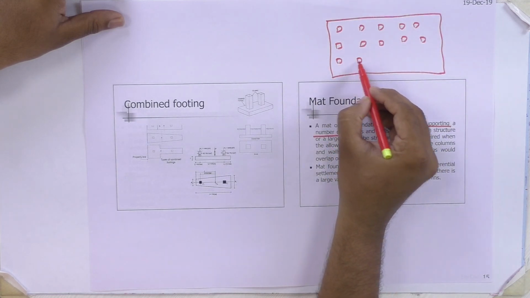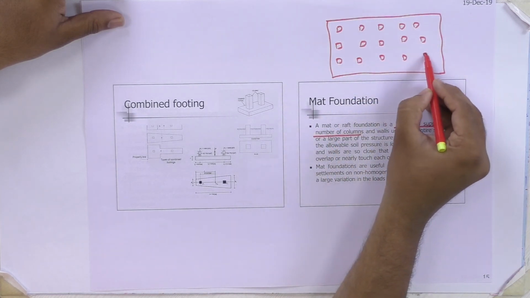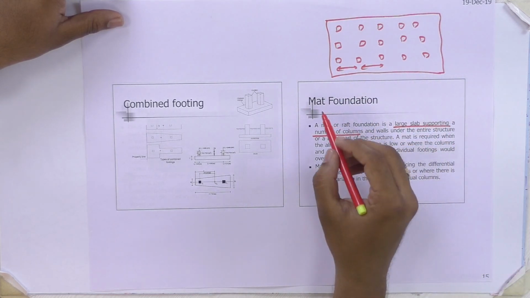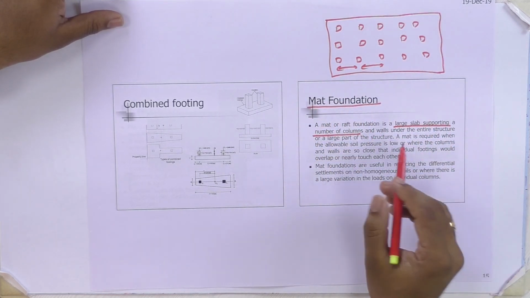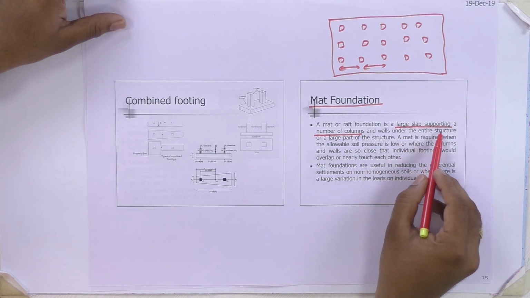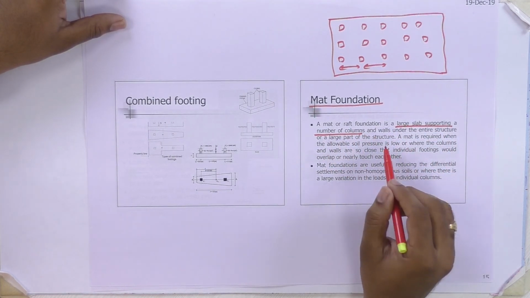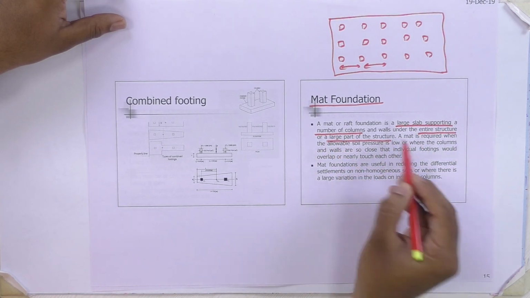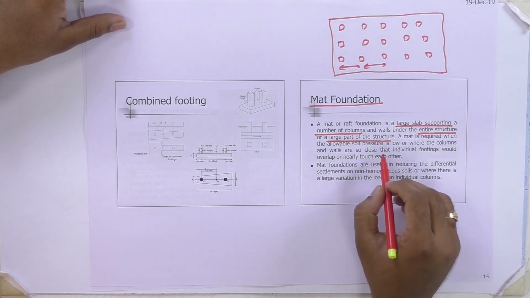And the span between the columns is also moderate. Very small means we can provide this type of foundation, mat foundation. So it is a large slab supporting a number of columns and walls under the entire structure or a large part of the structure. A mat is required when the allowable soil pressure is also low.